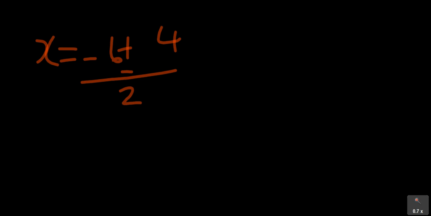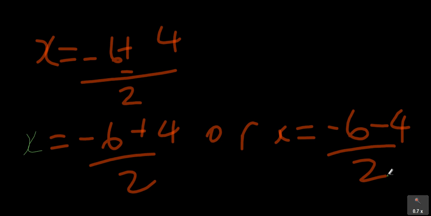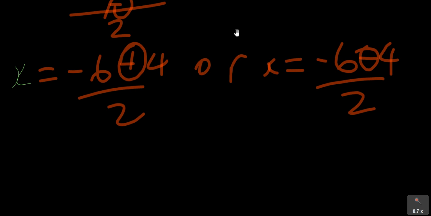So let's go. We have x is equal to minus 6, I'll choose the positive one first, it doesn't matter, over 2. Or we could say x is equal to negative 6 minus 4 over 2, because this plus and minus is coming from this plus and this minus, and so you must share them. We do one with positive and we do one with negative.